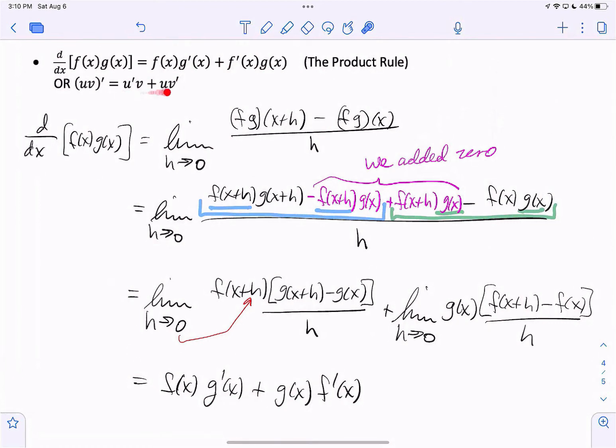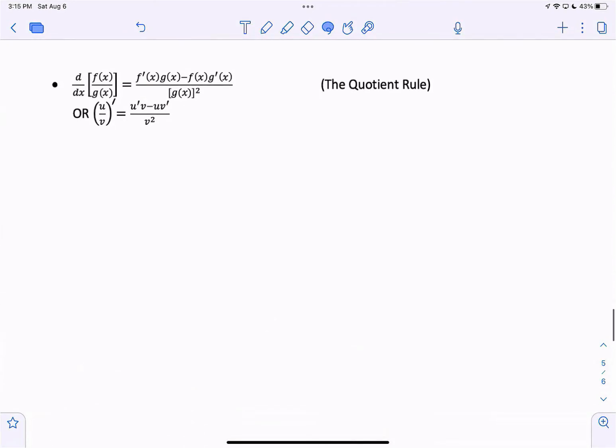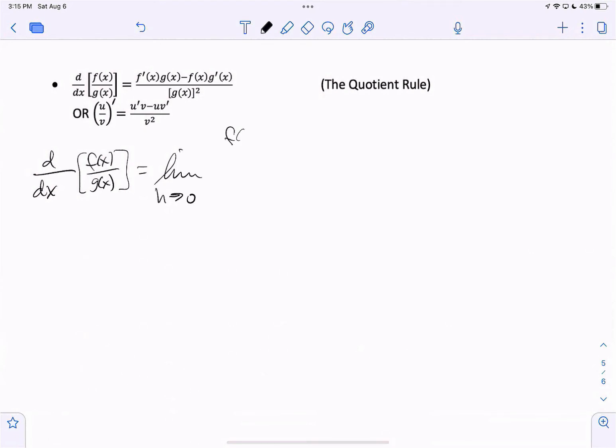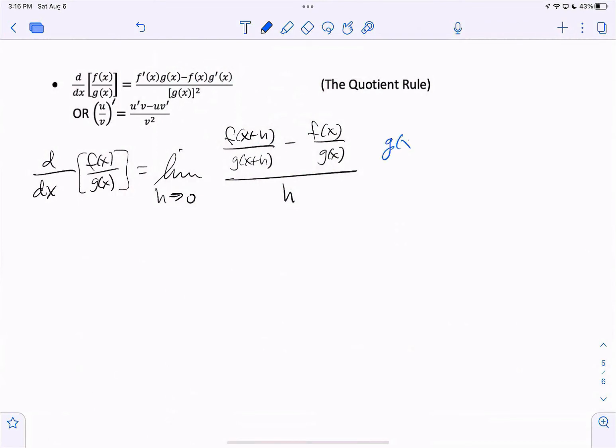You will hear me saying u and v a whole lot, but this is the proof of the product rule. Now we're going to look at the quotient rule. It's going to go kind of the same. The derivative with respect to x of f of x divided by g of x is equal to the limit as h approaches 0 of f of x plus h over g of x plus h minus f of x over g of x divided by h. Now we have a complex fraction, and so I need to multiply numerator and denominator by g of x plus h times g of x.